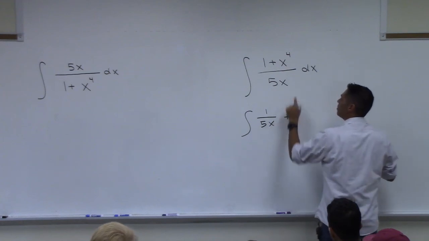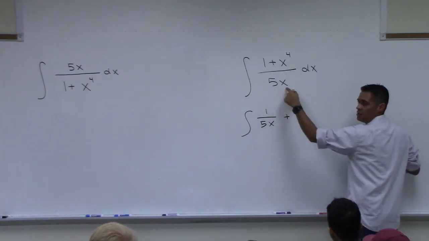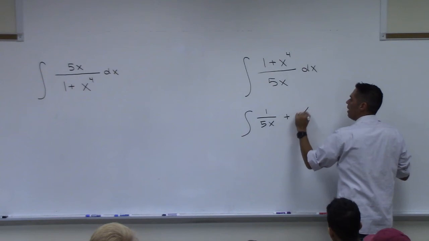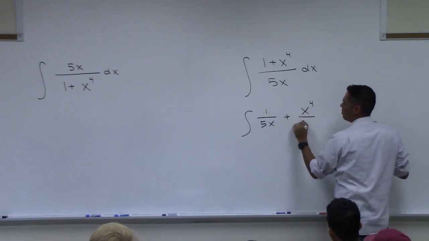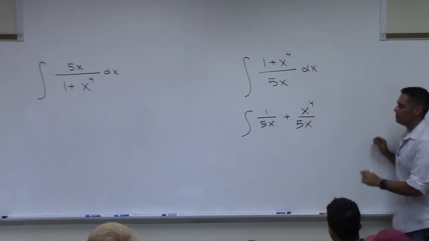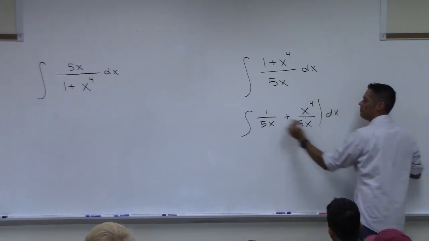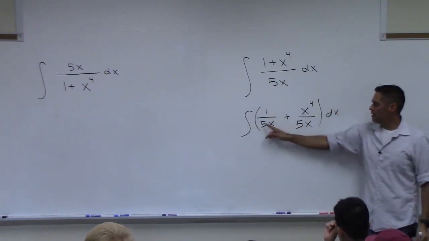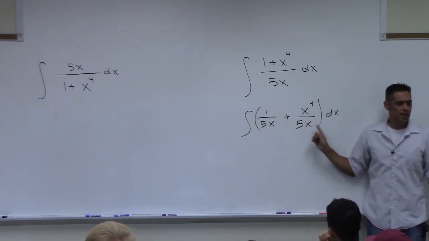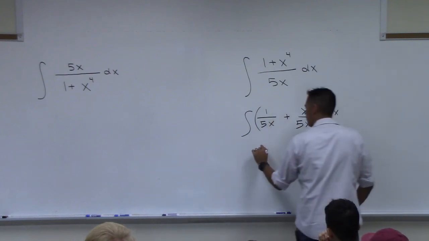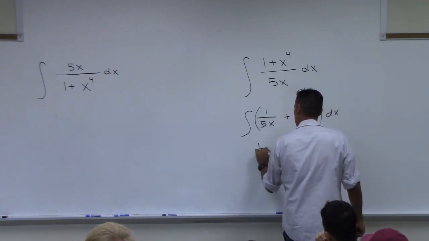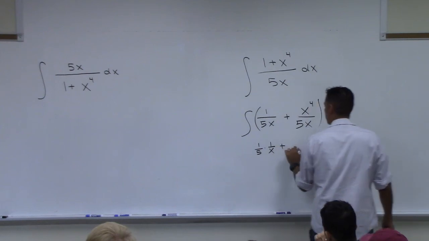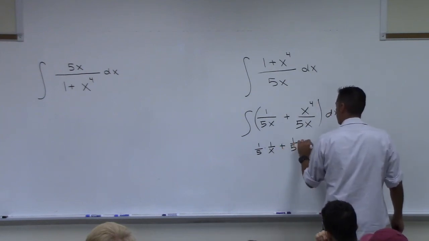And then plus x to the 4th over this, right? So this would become x to the 4th. I'll reduce on the next step, but that's what that would become. And then could you find the antiderivative of both of those? You should be able to use power rule here. This would become 1/5 times 1 over x plus this one would be 1/5 times x cubed.